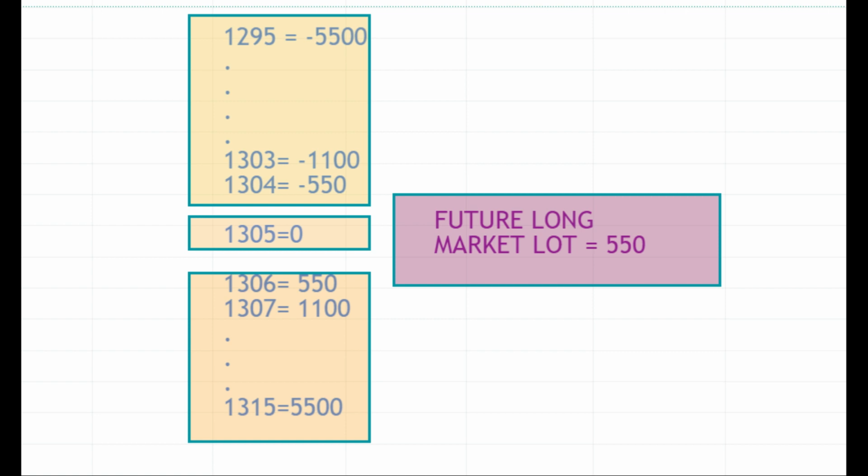I went future long at HDFC Bank at 1305 levels. It means that if HDFC Bank goes up by 1 rupee, I'll be gaining 550 rupees. It simply means that if HDFC Bank goes up by 10 rupees, I'll be gaining 5500 rupees. In the same way, if HDFC Bank goes down by 10 rupees, I'll be losing 5500 rupees. So this is the concept behind going future long.